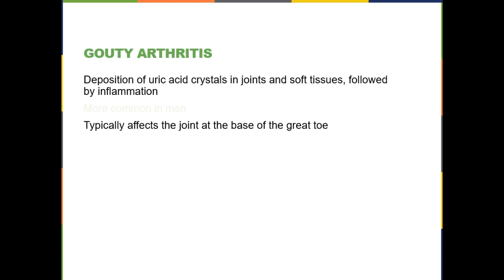Then gout is when you get uric acid crystals deposited in the synovial fluid of the joint, and then that irritates the soft tissues like the synovial membrane around it and causes inflammation and pain. Why it tends to affect the joint at the base of your big toe, I do not know, but that is what it is associated with.